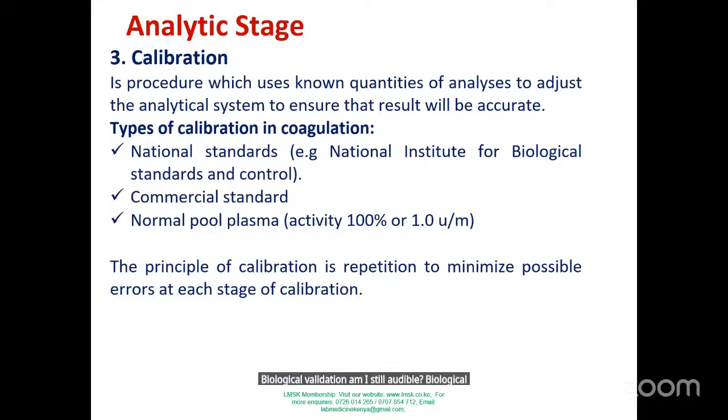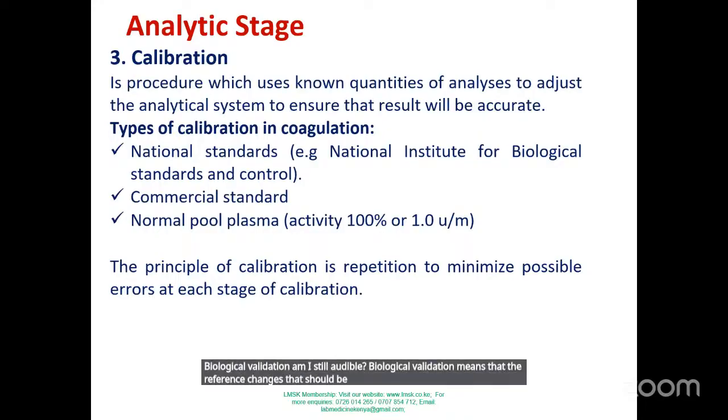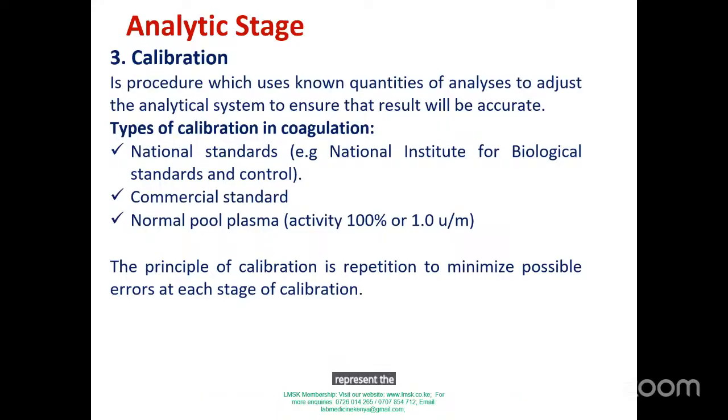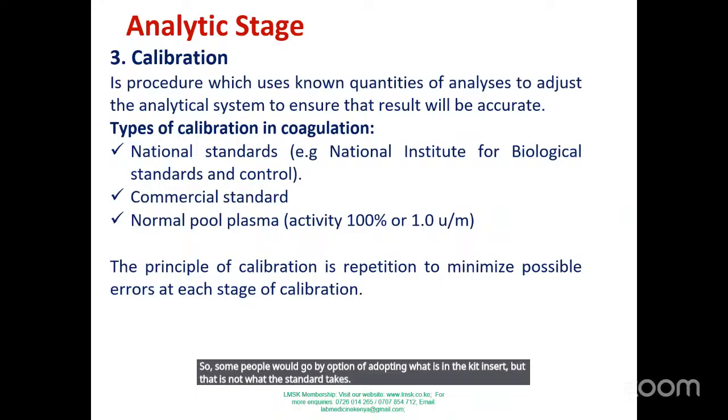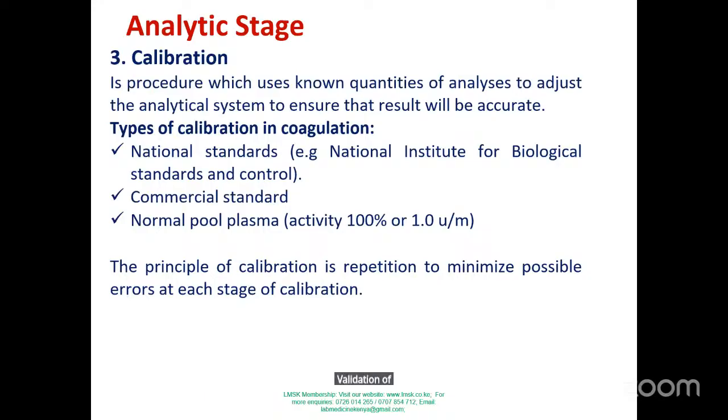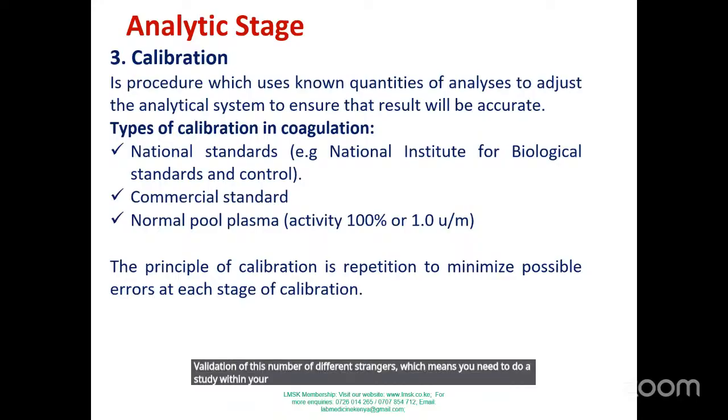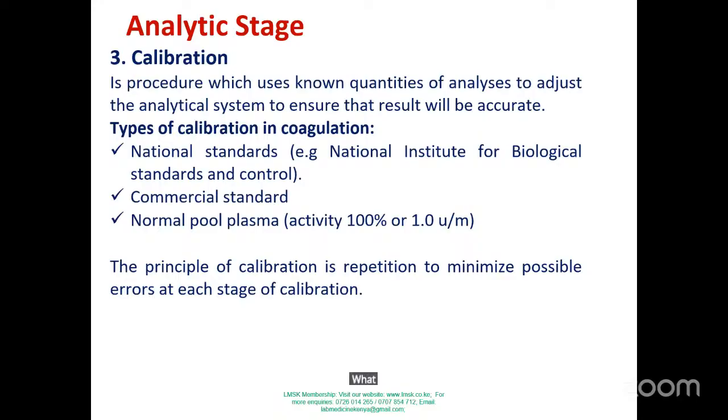Biological validation means that the reference ranges you've given in your report represent the normal population that you are serving. Some people would go by adopting what is in the kit insert, but that is not what the standard dictates. ISO 15189:2022 requires biological validation of these normal reference ranges, which means you need to do a study within your population and find out what is the normal INR, for example, for the thrombin time test or APTT in this particular population.